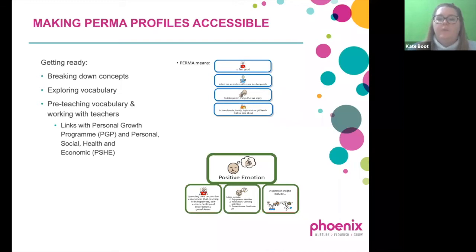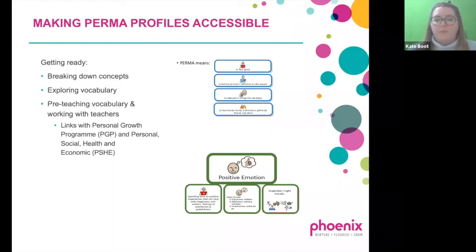We've also found that this work integrates really nicely with the curriculum. So both PSHE, but also the Personal Growth Programme, PGP. So collaborating with teachers and enabling both of us to reinforce the students' understanding of that language in the therapy session, but also in the classroom.